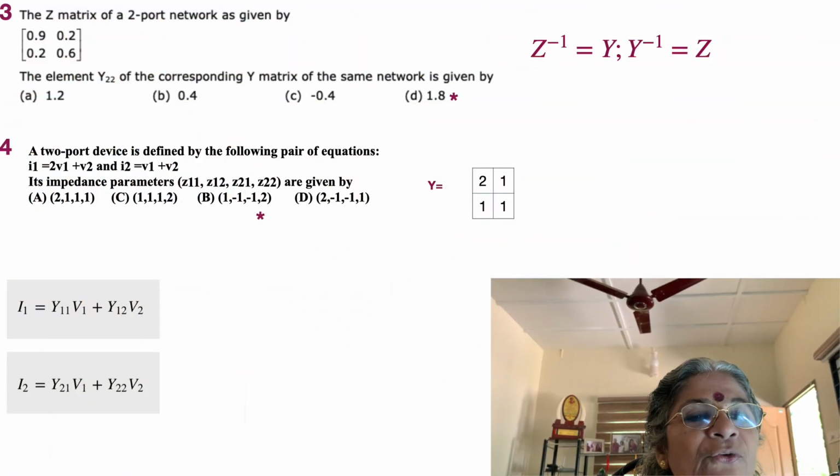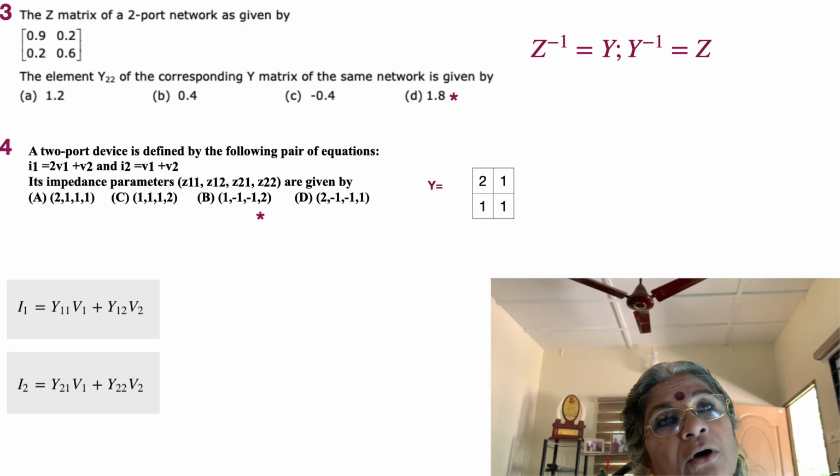So we move to the fourth problem. A two-port device is defined by the following pair of equations. Here I1 is given as 2V1 plus V2, and I2 is given as V1 plus V2. Immediately we see Y parameters there. So we fill up the box with Y: the first row is filled from the first equation, and the second row from the second equation. So 2, 1, 1, 1. And what is asked is its impedance parameters, all the impedance parameters.